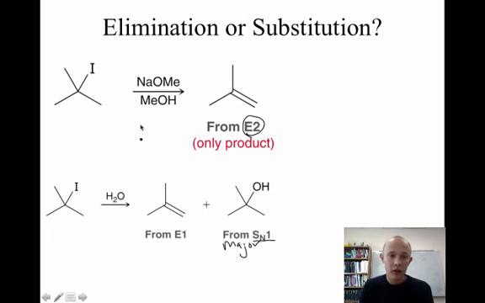A hint would be to look at the nature of the nucleophile or the base in each case. Sodium methoxide is a strong base, and so in that case it's going to act like a base, and elimination is going to be favored. In this case, water is a very weak base, so it's not going to abstract a proton. It's going to act as a nucleophile, and that's why substitution is preferential.